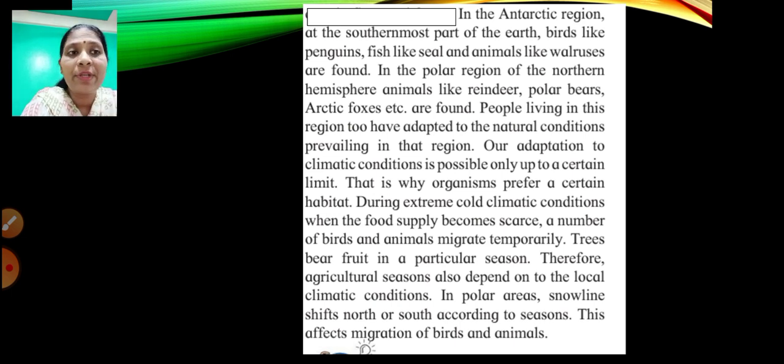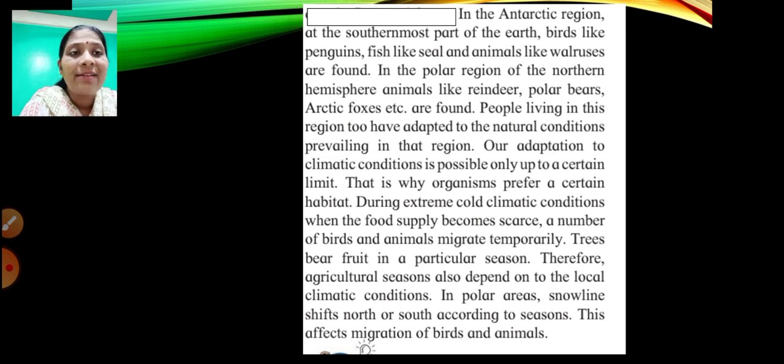So our adaptation to climatic conditions is possible only up to a certain limit. So that is why organisms prefer a certain habitat. For example, when it is extremely cold in certain regions and when food becomes scarce, birds and animals from that place, on a temporary basis, leave that place and go to a warmer place, where they can find food and where the climate is suitable for them to sustain.